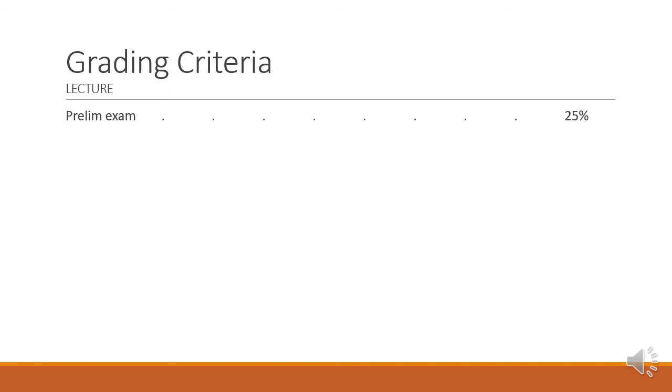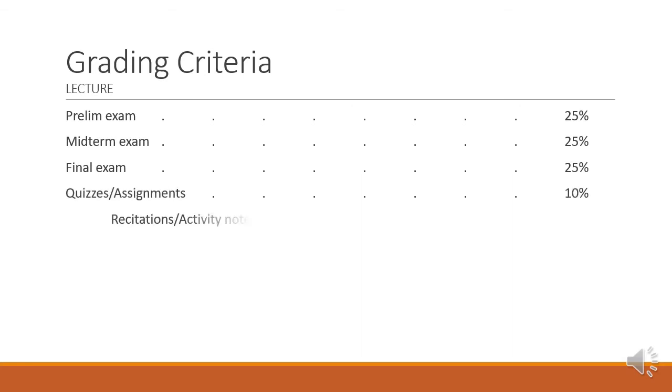Grading criteria for the prelim, midterm, and final exams, that is 25%. Quizzes and assignments and recitations or activity notebook, that's 10%, and for the attendance, 5% for a total of 100%. Passing score of 50%.